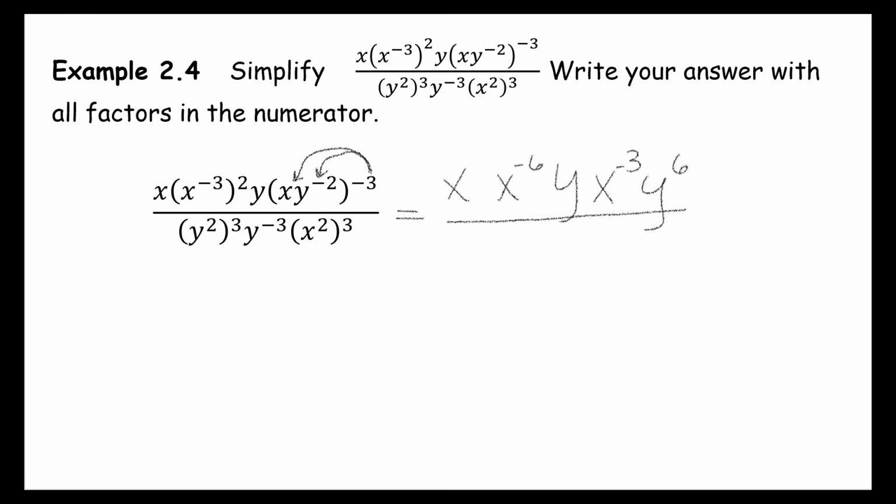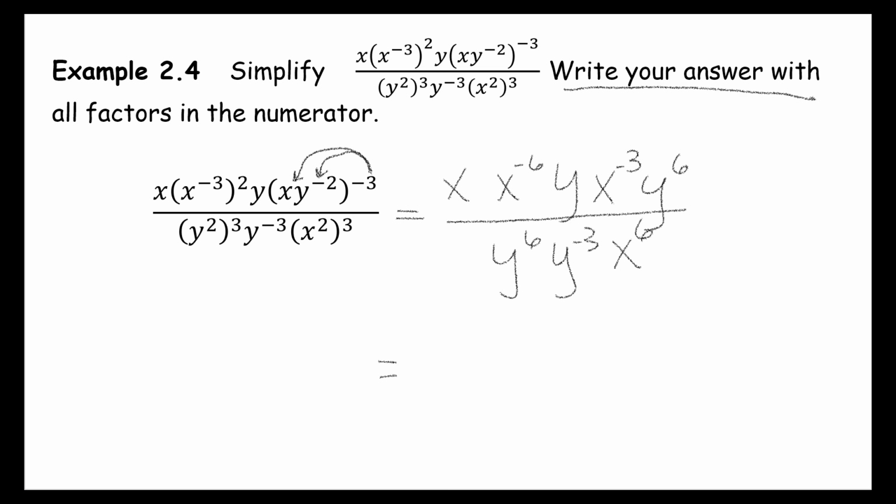On the bottom, you've got y squared raised to the 3rd power, multiply the exponents, and you're going to get y to the 6th. Then you have a y to the -3. That's not anything you need to mess with right now. Then you have x squared raised to the 3rd power, multiply the exponents, and you're going to have x to the 6th. Well, first of all, let's check and see how they want the problem to be left.